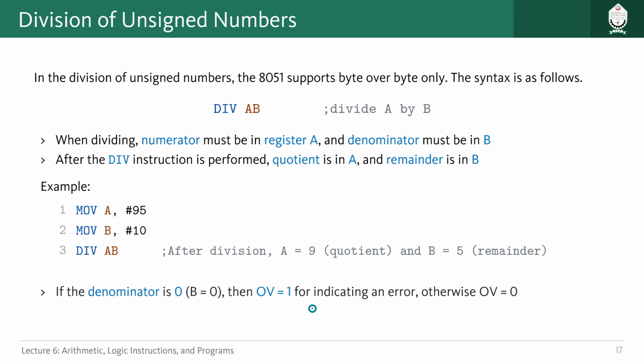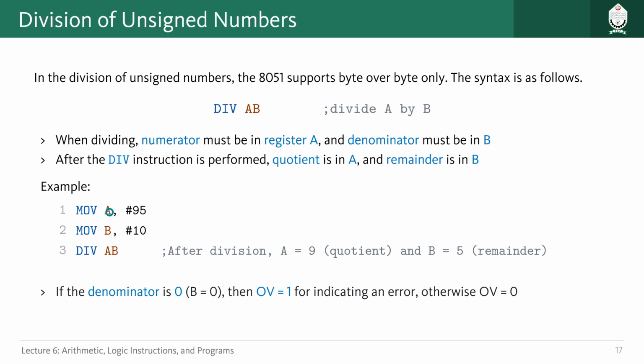Next, division. For division, similar kind of syntax, DIV AB. Here also the syntax should be as it is. You cannot change anything for the registers. A and B should be here as they are. And also whenever we do the calculation, the numerator must be in register A and the denominator must be in register B. And after this calculation is done, the result is saved in such a way that the quotient will be saved in A and the remainder will be saved in B.